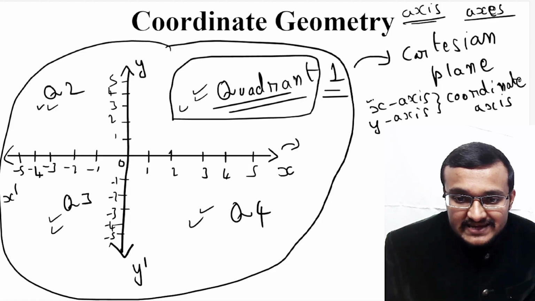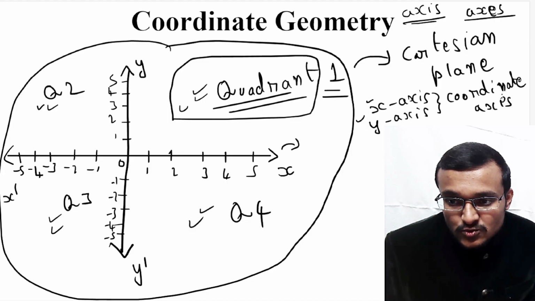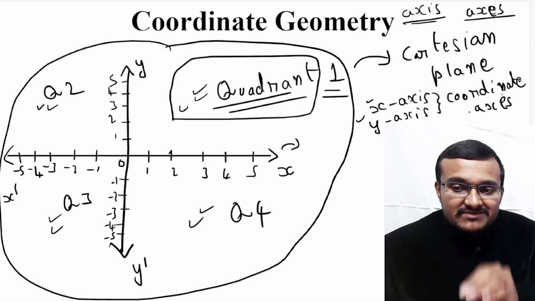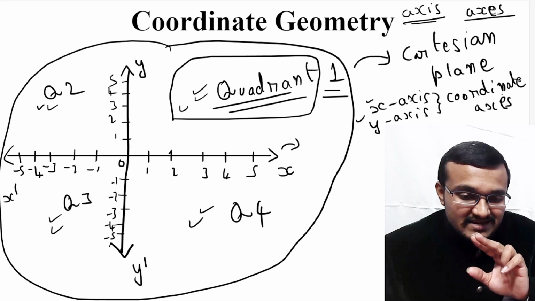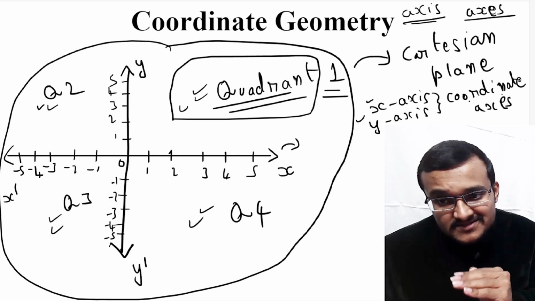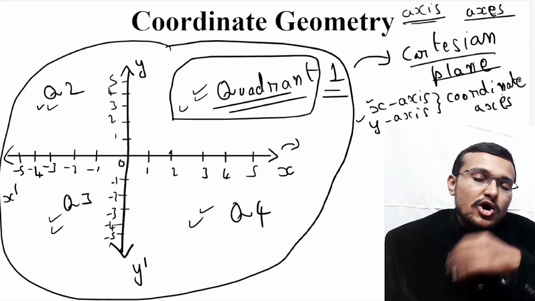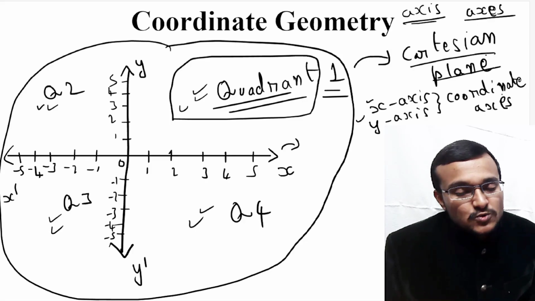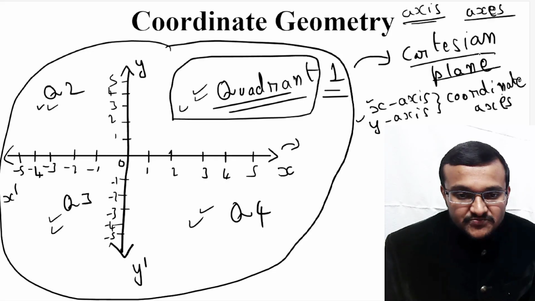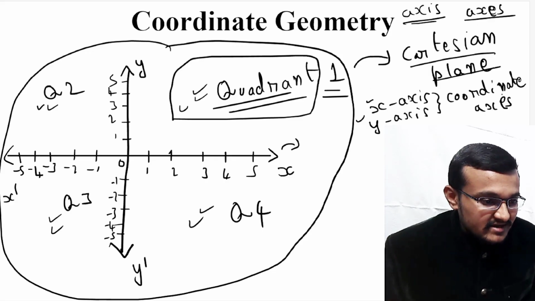So here I am considering x and y, two different axes. That means this is coordinate axis, so two axes are there. These x and y axes are known as coordinate axes, and this entire plane is known as Cartesian plane, or you can call this Cartesian plane as coordinate plane as well. So these small things you have to remember.